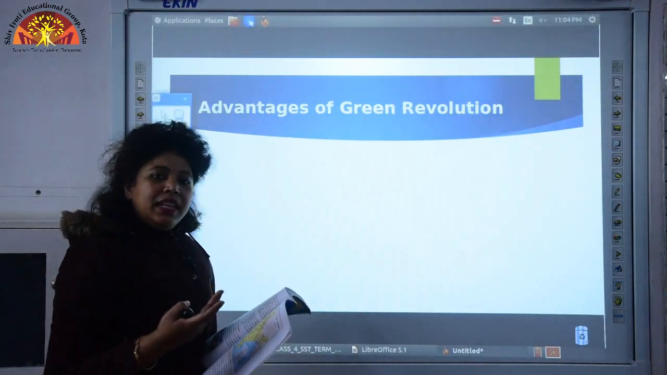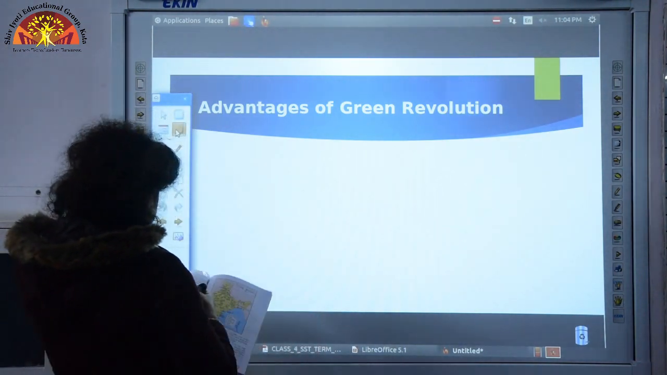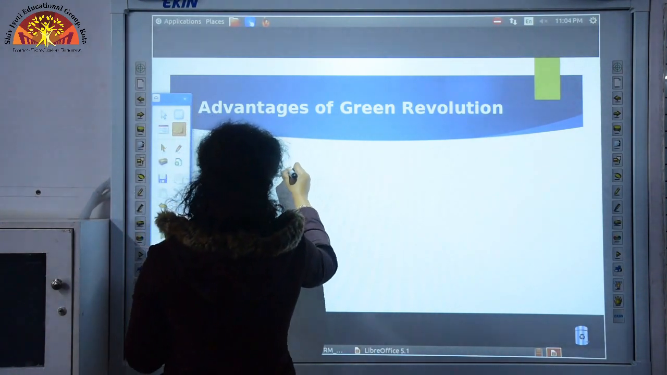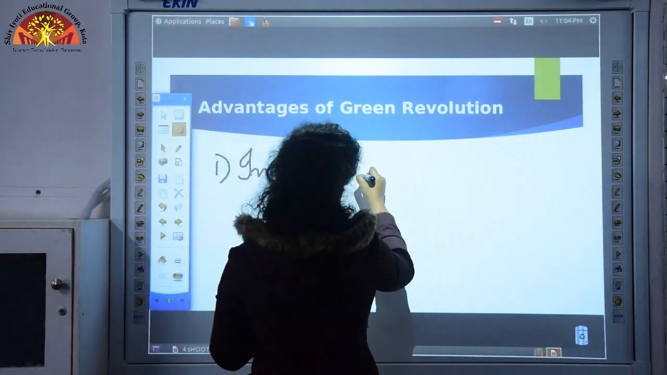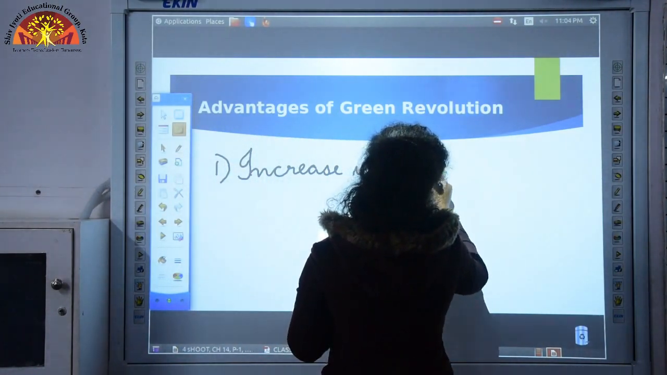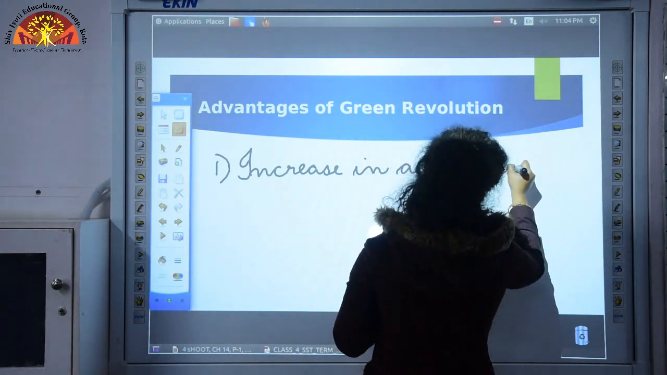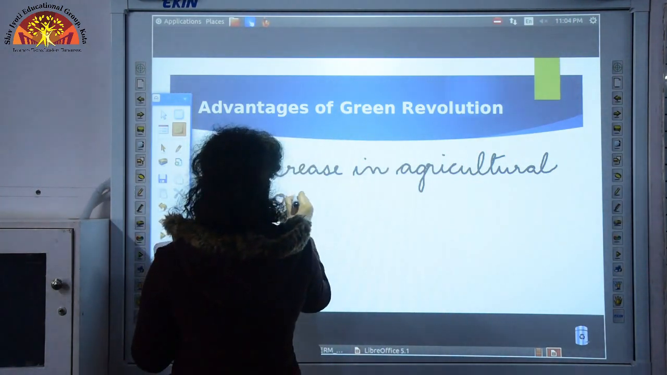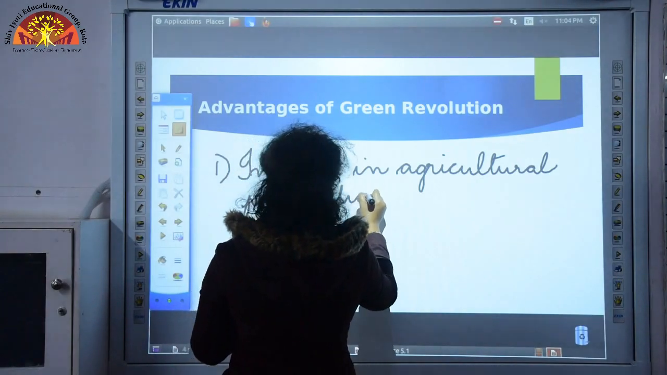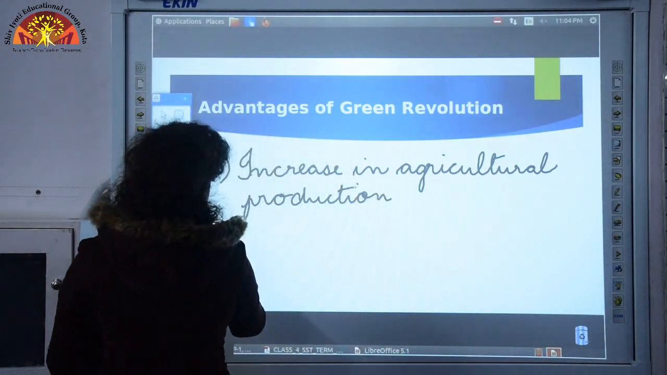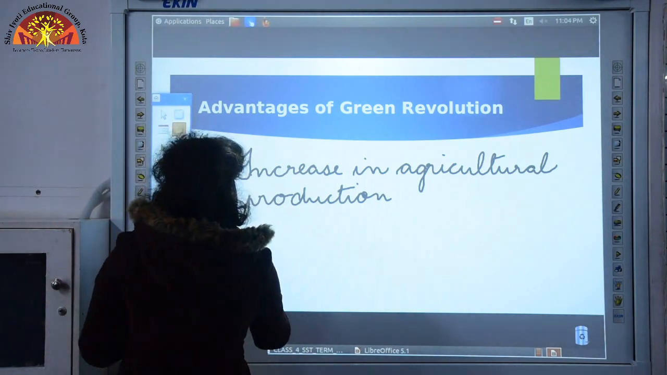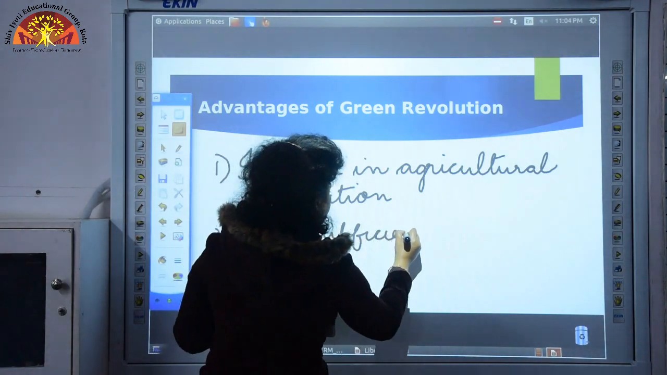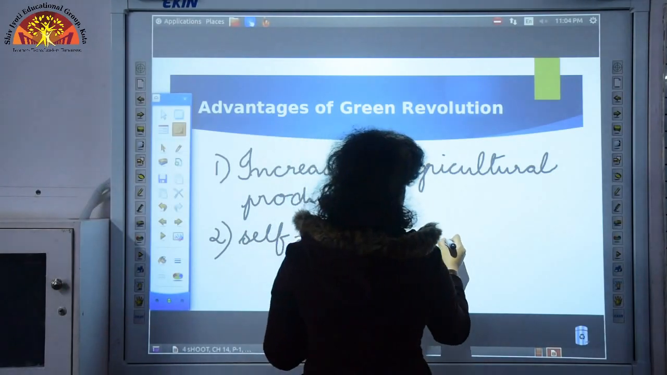Let us now take a look at the advantages of green revolution. So, what are the advantages? First, it led to increase in agricultural production. Okay. And second, it led to self-sufficiency in food production.